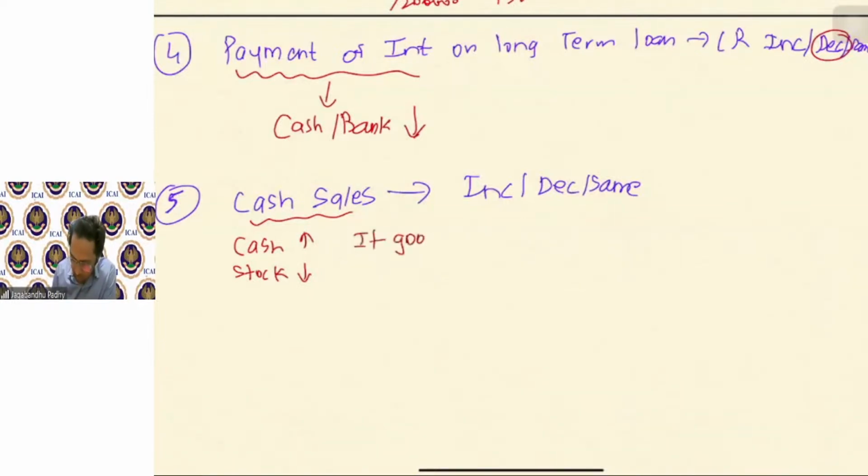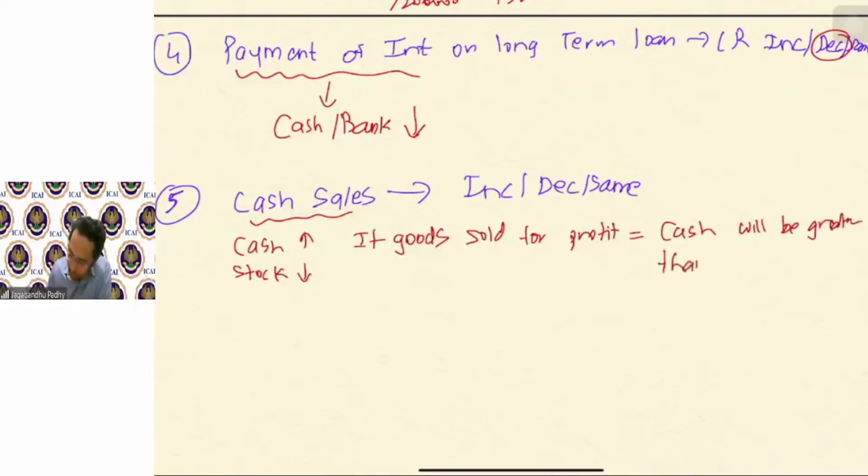if goods are sold for profit, obviously, cash will be greater than inventory cost. So essentially, if you assume that goods are sold for profit, so incoming cash will have a higher value as compared to the outgoing stock.